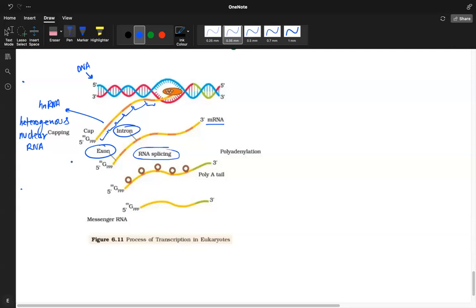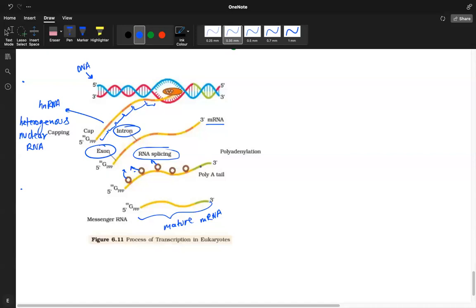It's a post-processing of the RNA after transcription is over. And with the help of splicing, you are actually splicing out all the introns. So they go away and they're not required. And then all the exons are stitched together. And this is a mature RNA. And we call it mRNA or messenger RNA. So only when it gets mature, it's called mRNA.